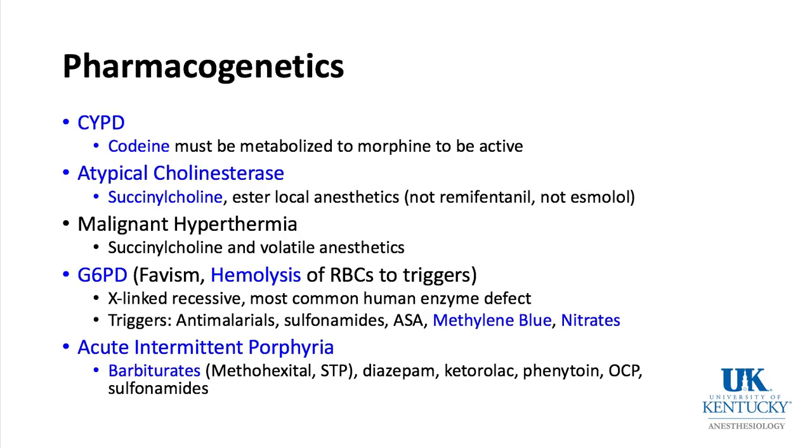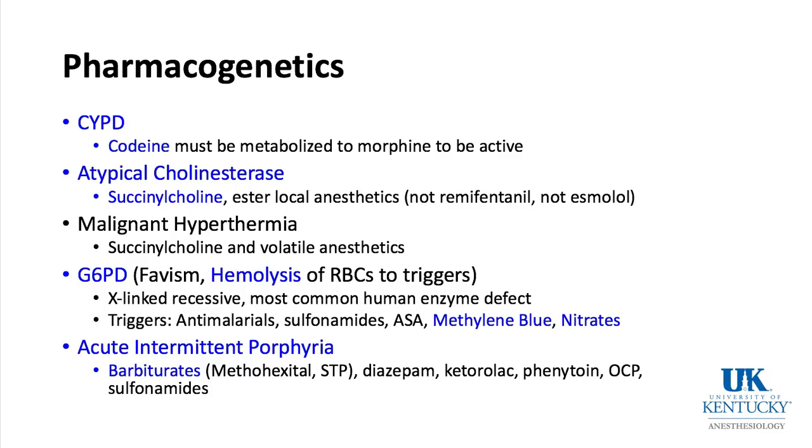Malignant hyperthermia, we know that succinylcholine and/or volatile anesthetics can trigger malignant hyperthermia in genetically susceptible individuals. G6PD, glucose-6-phosphate dehydrogenase. Apparently this is the most common human enzyme defect, and when a patient with G6PD deficiency is exposed to certain drugs like ones that we might administer, methylene blue as a treatment for methemoglobinemia, or nitrates for the treatment of myocardial ischemia, it can result in hemolysis of red blood cells.